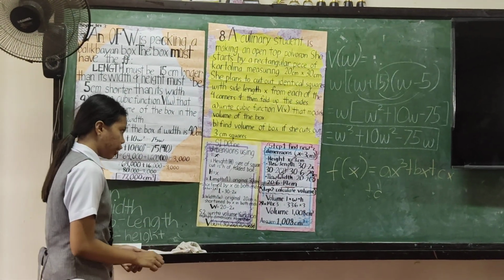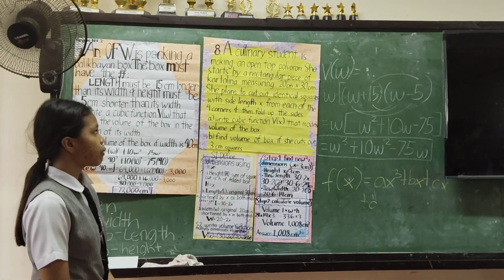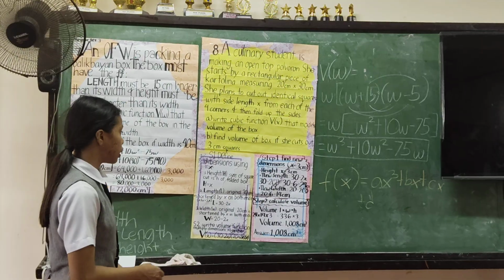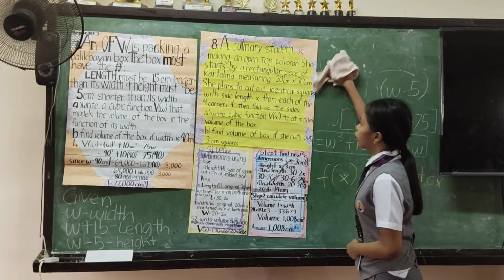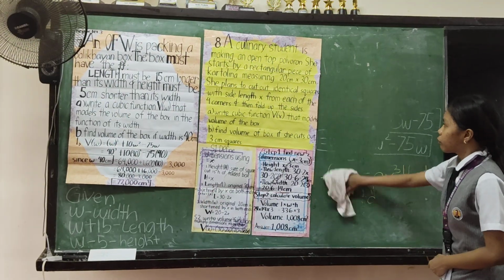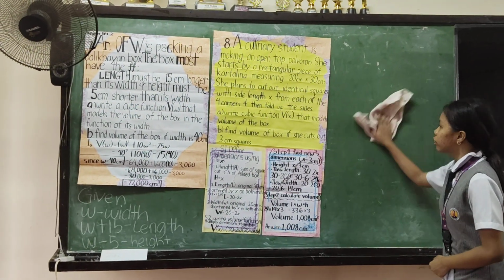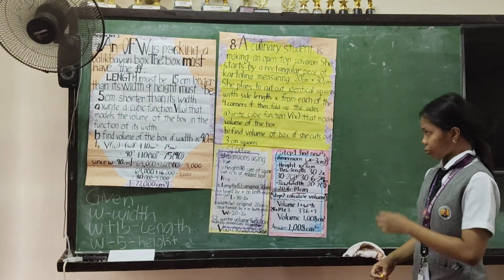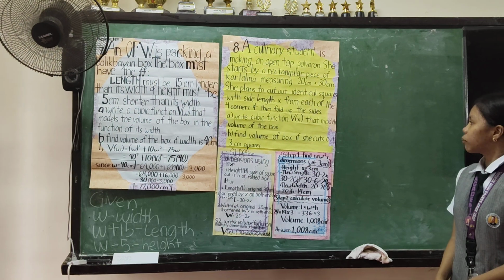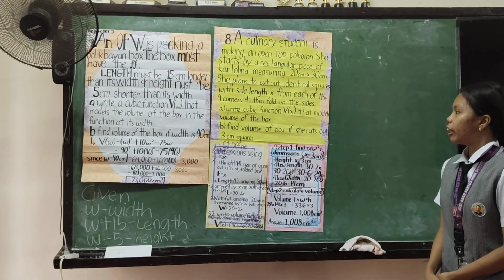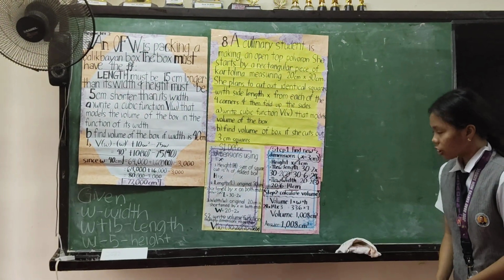Moving on to question number 8. A culinary student is making an open-top polvoron box. She starts with a rectangular piece of cartolina measuring 20 by 30 centimeters. She plans to cut out identical squares with side length x from each of the corners and then fold up the sides. Our task is to write a cubic function V(x) that models the volume of the box. And next, find the volume of the box if she cuts out 3 centimeter squares.